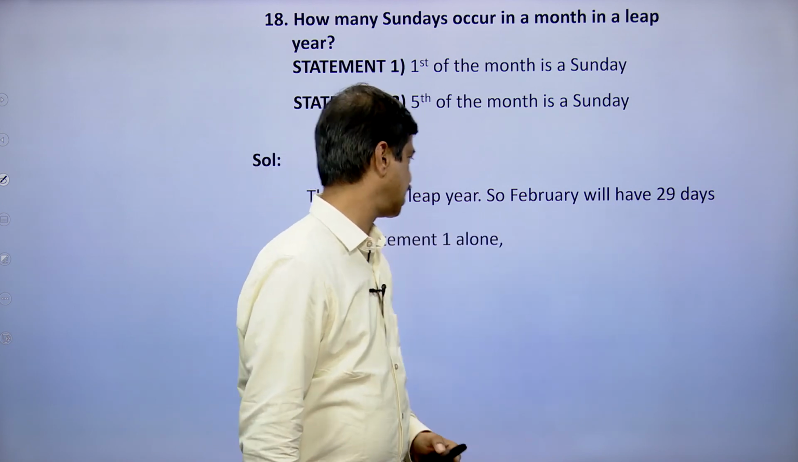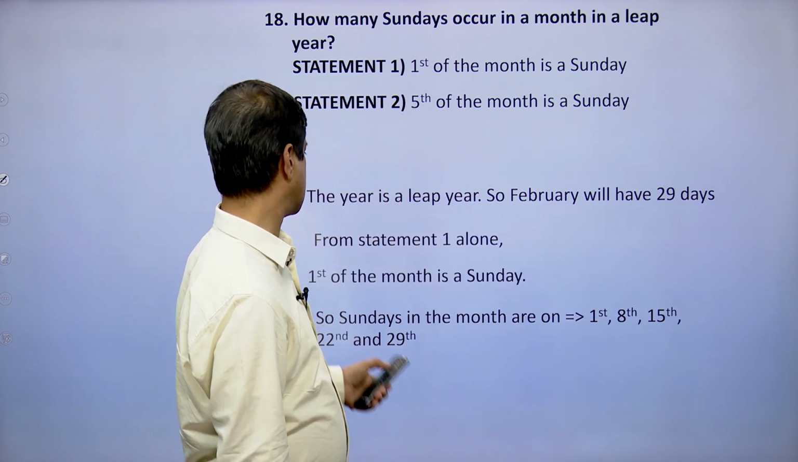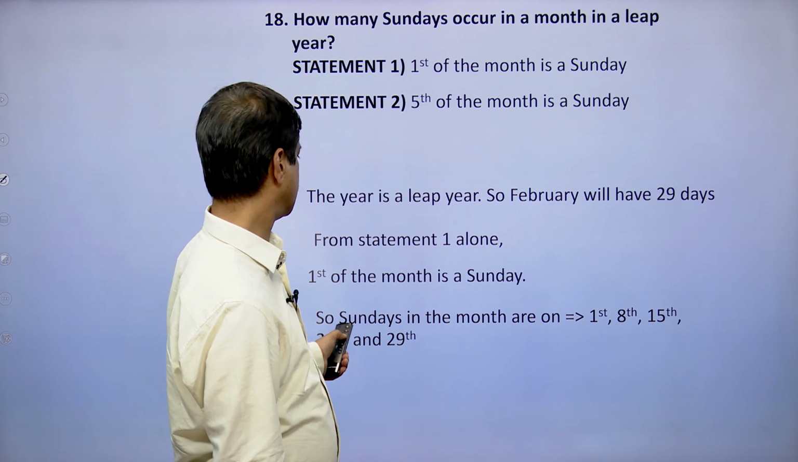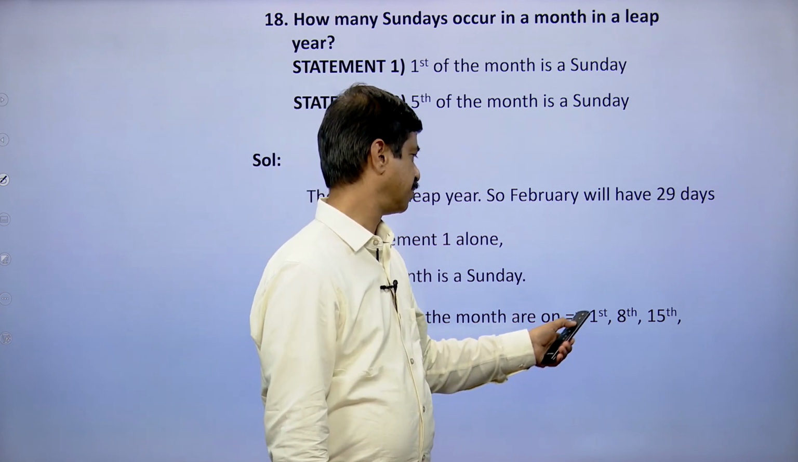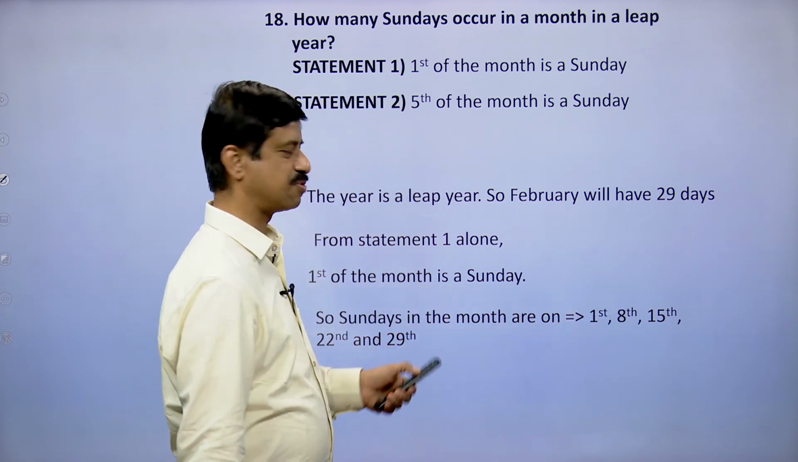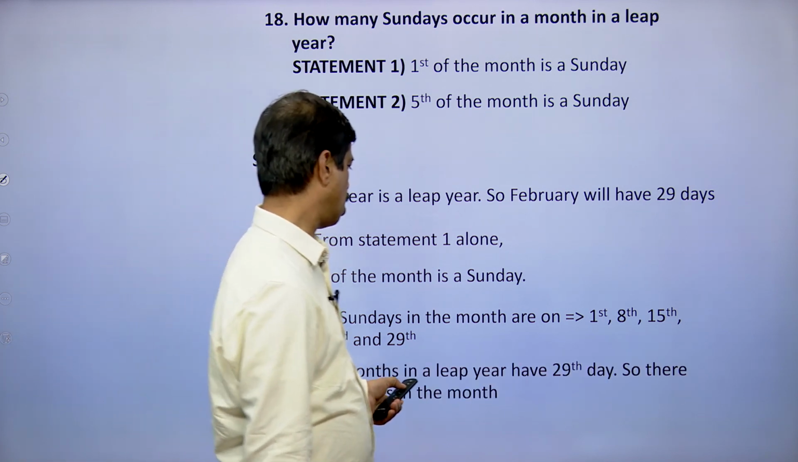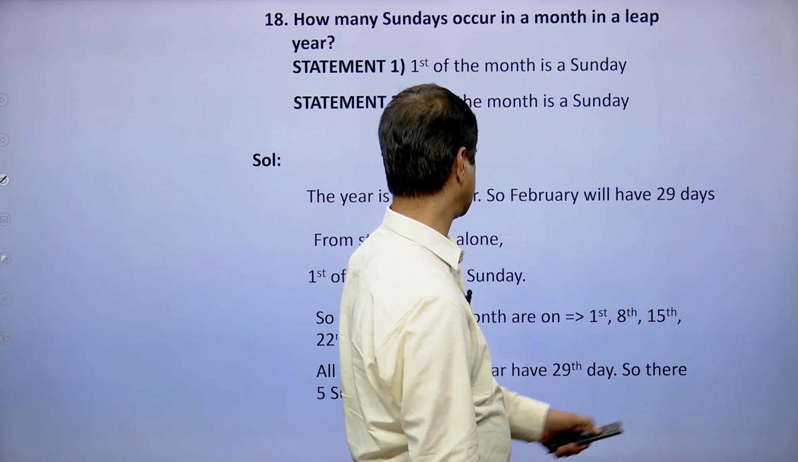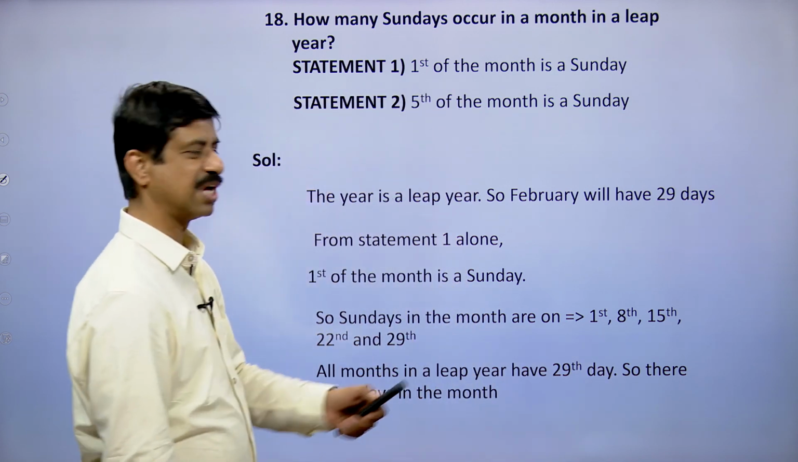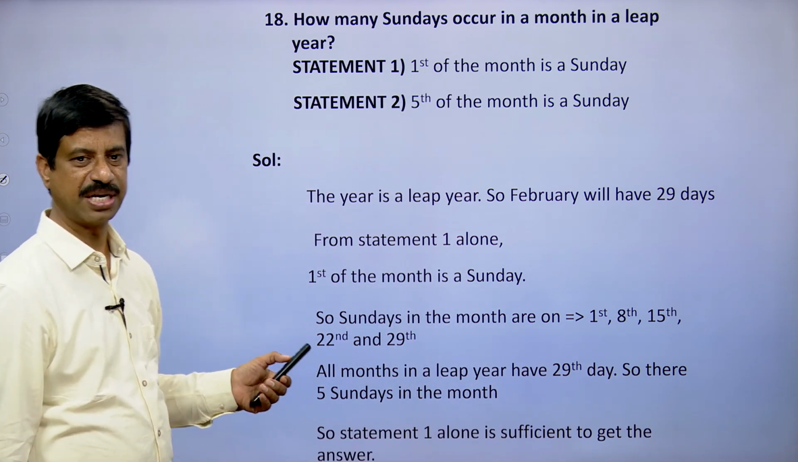So, a leap year contains 29 days. From statement 1 alone, the first of the month is Sunday, so Sundays in the month are 1, 8, 15, 22nd and 29th. That is, say, January. All months in a leap year have a 29th day. Therefore, there are 5 Sundays in the month.